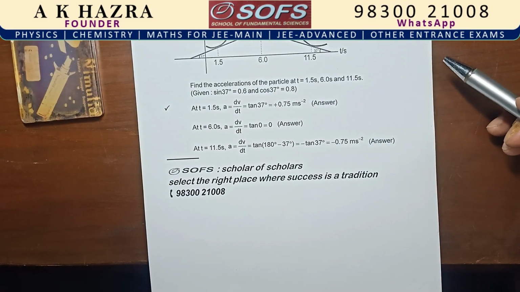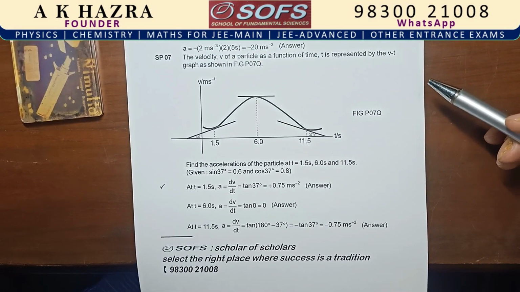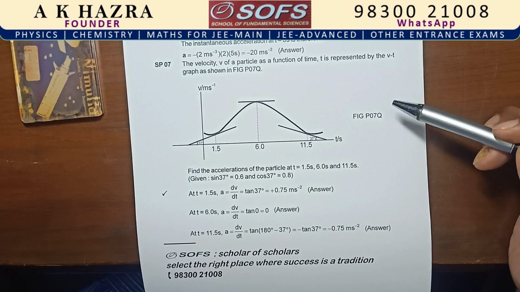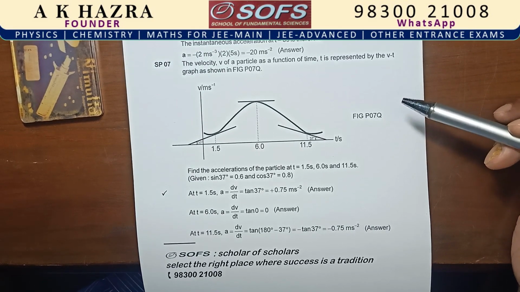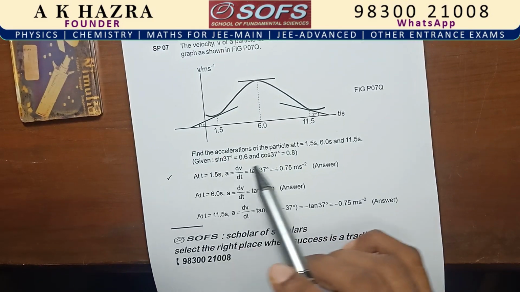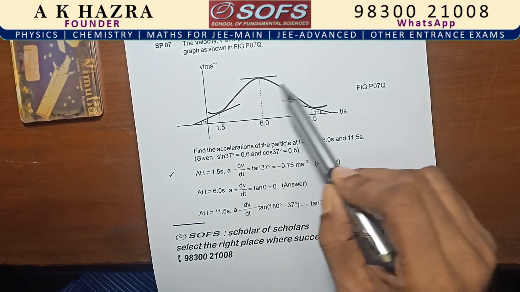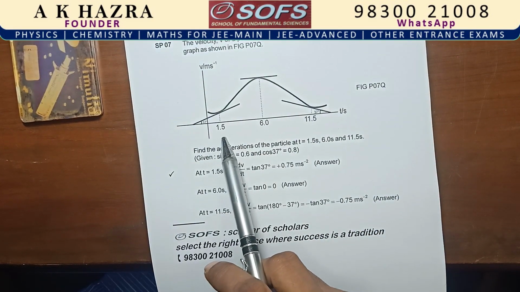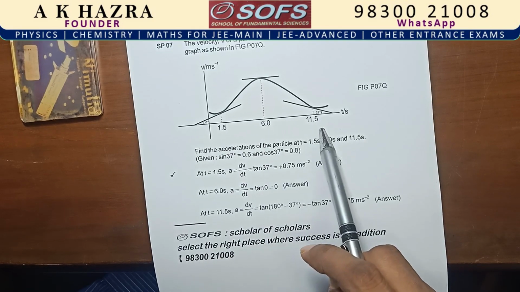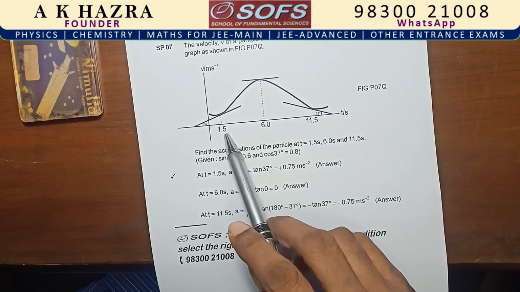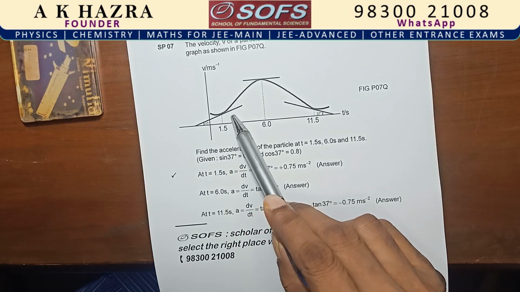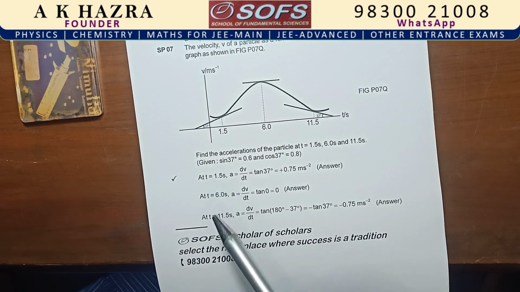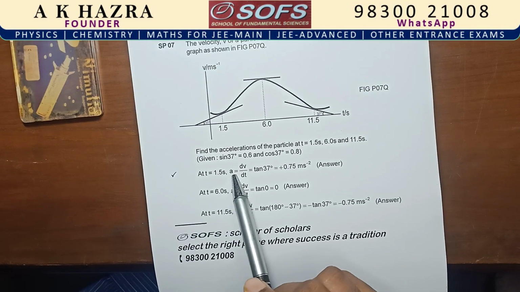Another graphical problem. I have already explained, you see, that to find the instantaneous acceleration in the velocity-time graph, the slope of the tangent to the curve at the point in question, also at the moment, will give the instantaneous acceleration. So you see this problem. There is a graph, velocity versus time. We are going to find the instantaneous acceleration at t equal to 1.5 second, 6.0 second, and 11.5 second.